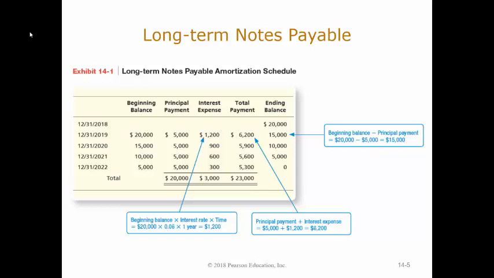So now they're paying $900 in interest in addition to that $5,000 in principal for a total of $5,900. Their ending balance gets reduced only by the portion that goes towards principal. So $15,000 beginning balance minus the $5,000 principal payment brings Smart Touch to an ending balance of $10,000. And they will repeat the same exact process for 2021 and 2022. And at the end of this 4 years, they should have an ending balance of 0, which means they have paid off the loan.